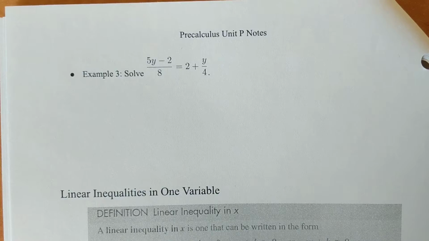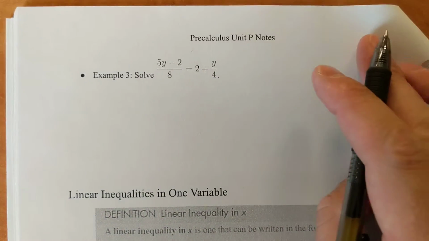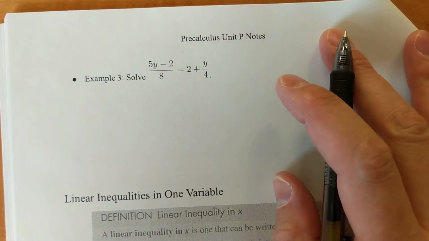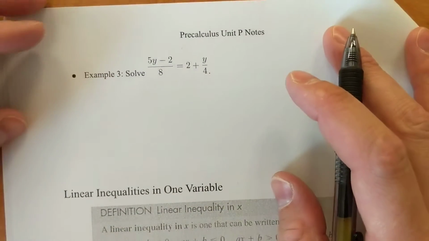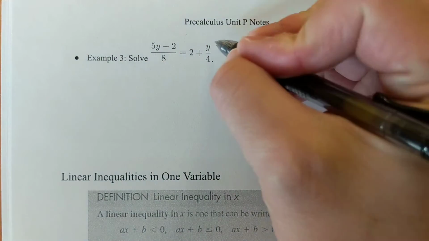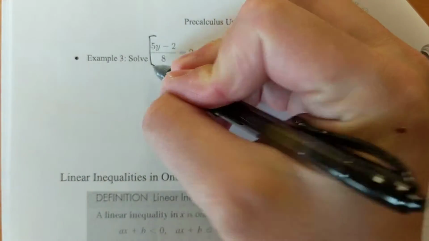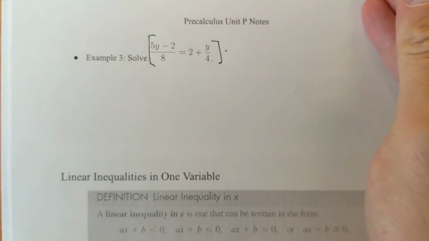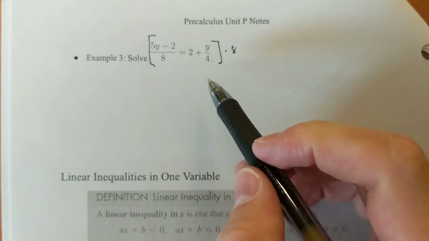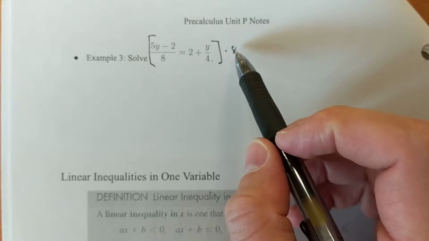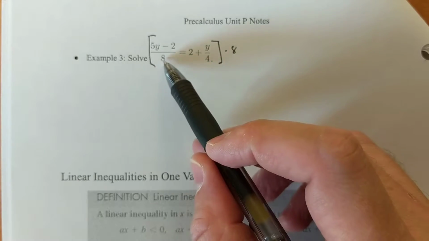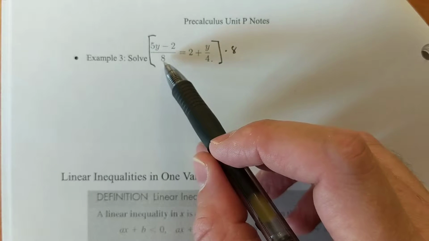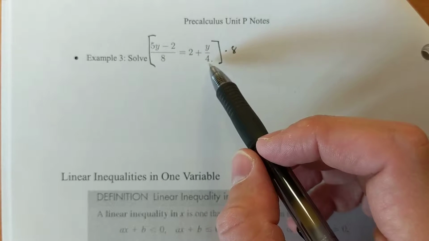Alrighty, which brings us to example 3. Solve this equation. Now this equation has some fractions involved, so the easiest way to deal with this is just to eliminate the fractions. You do that by multiplying everything by the common denominator. So for these numbers, the common denominator is 8. Because what number can be? The common denominator is a number that can be divided by the denominators. So what number can be divided by 8 and it can be divided by 4.